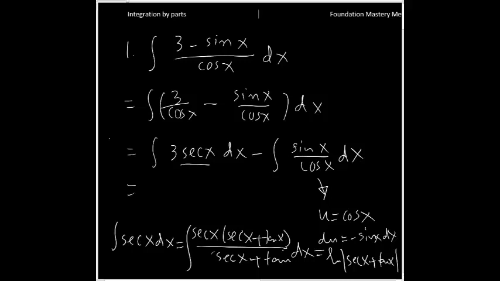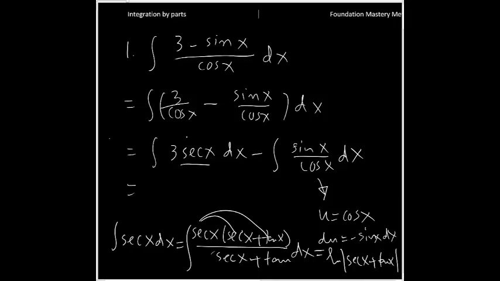When you say u equals secant x plus tan x, then the derivative of secant x is secant x tan x, and the derivative of tan x is secant squared x. That is exactly what you see here, secant squared x and secant x tan x. That is the reason why we multiply numerator and denominator by this.